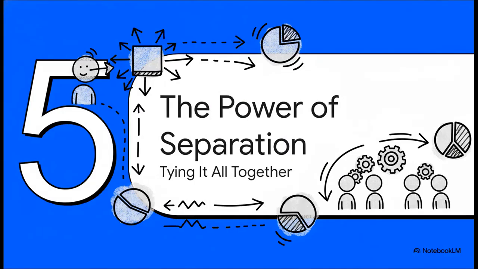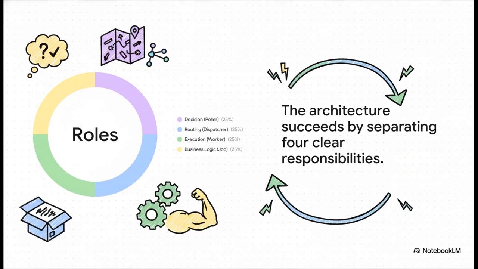Which brings us to our final and, honestly, most important point. Let's tie all of this together and really focus on that central theme: the incredible power of separation. And here it is, the entire architecture all in one picture. 4 totally distinct responsibilities. Decision-making belongs to the poller. Routing and scaling belongs to the dispatcher. Execution is the worker's job, and the business logic lives inside the job itself.